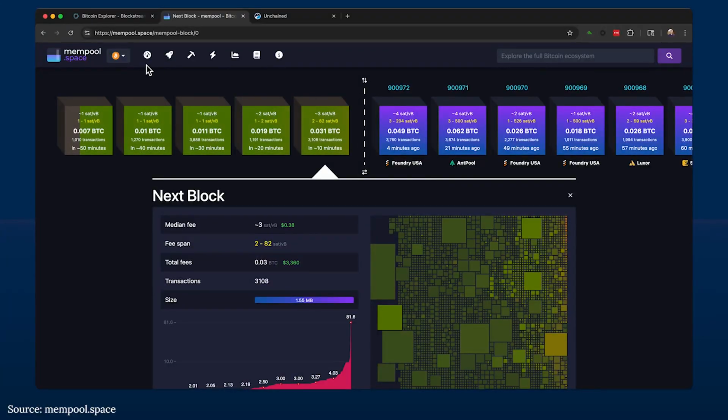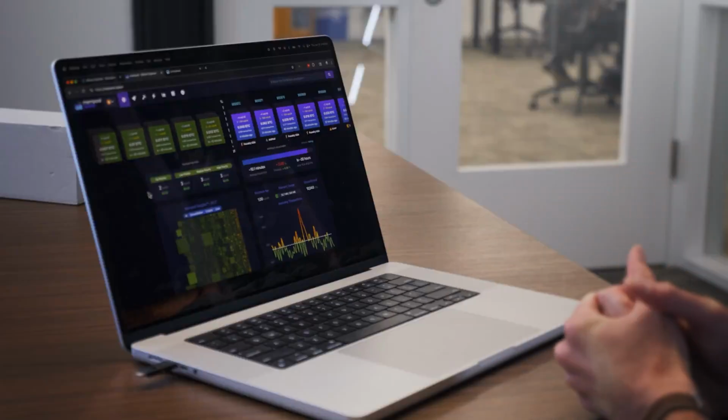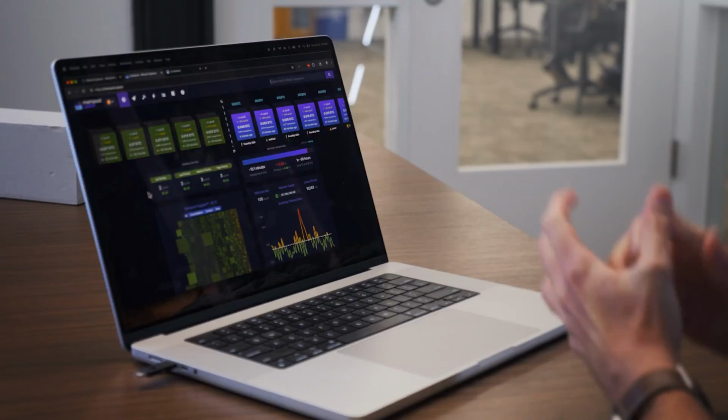Fee rates are very important if you're navigating Bitcoin, because when you send a transaction, you're going to want to choose a fee rate that is not too high, so you're not wasting money, and also not too low, so your transaction isn't stuck waiting in the mempool. So mempool.space is actually a great tool to use to be able to see what the current fee rates are.